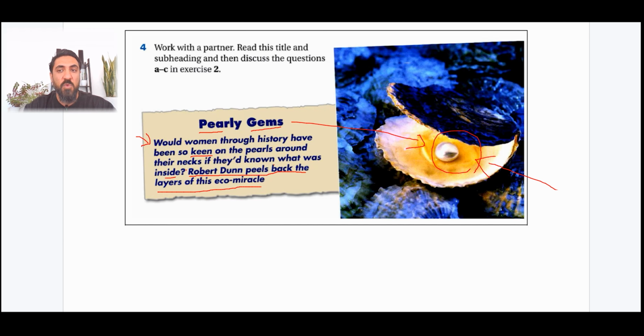Now, the questions that we had: who would be interested in this text? Who is the text written for? What is the main topic and subheading? And what would you expect to read in the first paragraph?